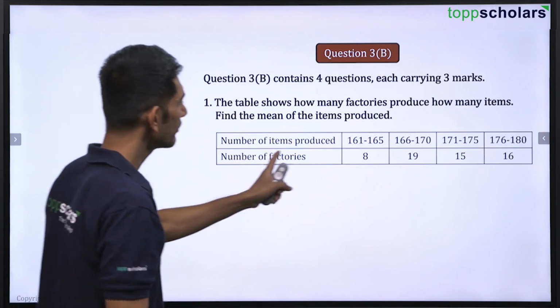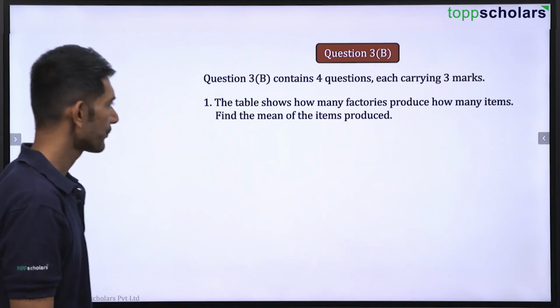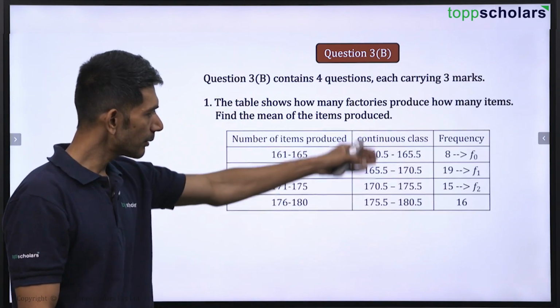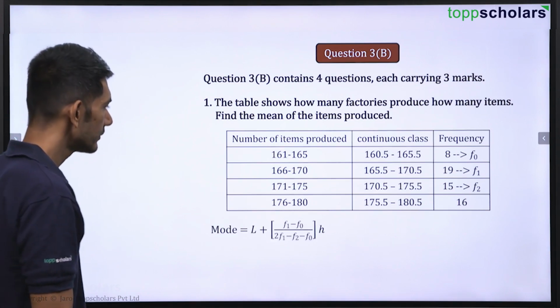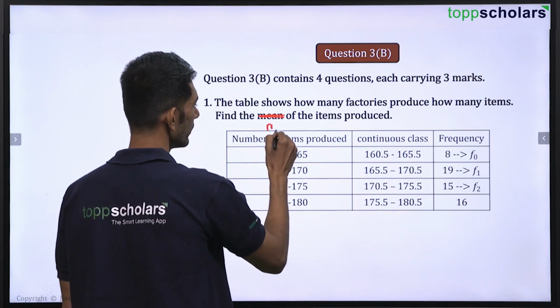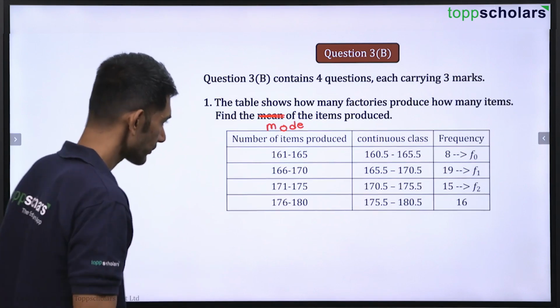So here we have the number of items produced. Here we have the number of factories, right? So number of items produced in the first column, number of factories in the second column, and we are supposed to find out. Okay, let me change the question. The question says find out the mode. This question is telling us to find out the mode.